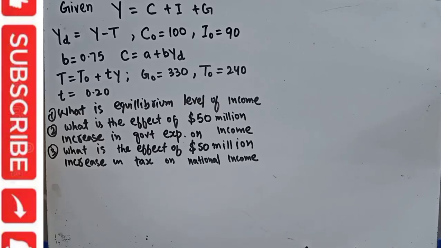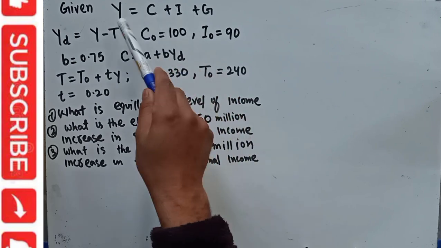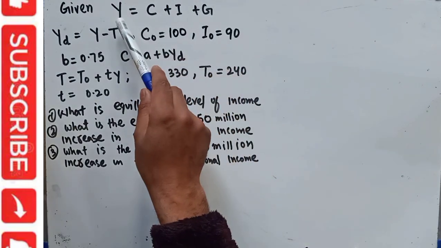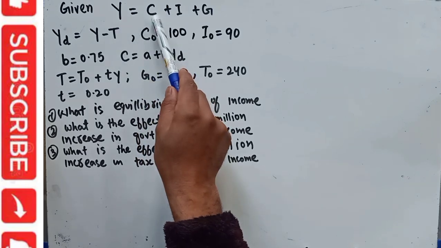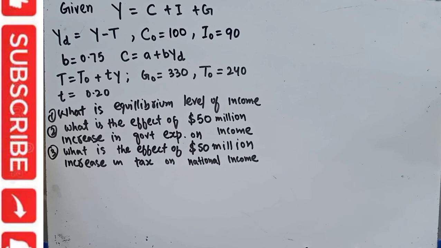In this video, we will solve a problem on how to find the effect of the increase in government expenditure on national income and the effect of the increase in tax on national income, given the national income identity and the relevant data. The question is, given our national income identity Y = C + I + G, Y denotes the national income, C is the consumption, I denotes the investment expenditure, G denotes the government expenditure.